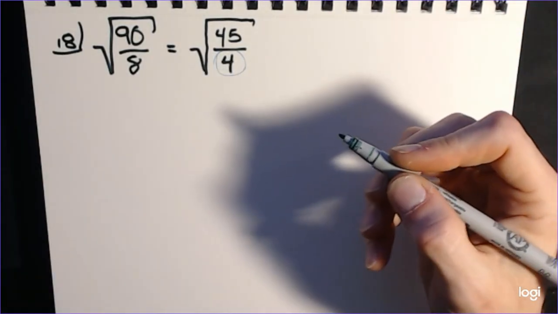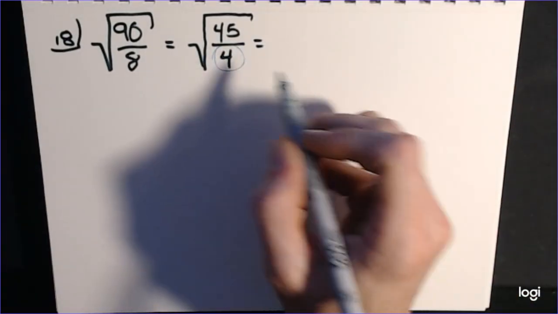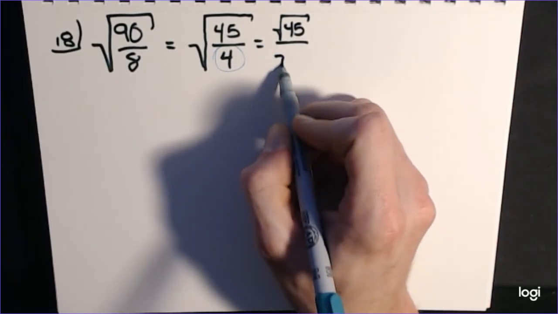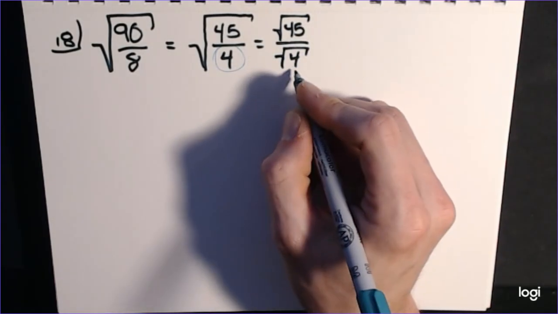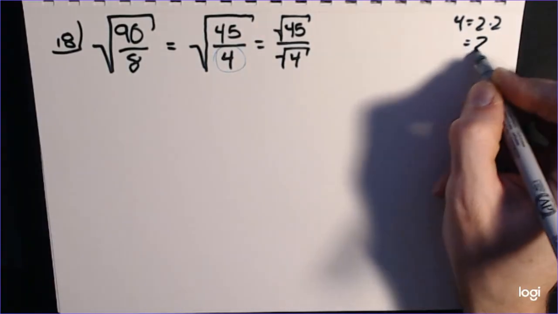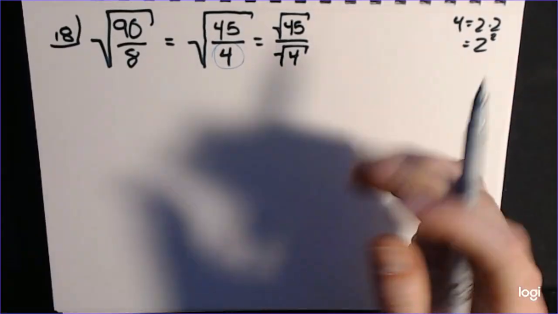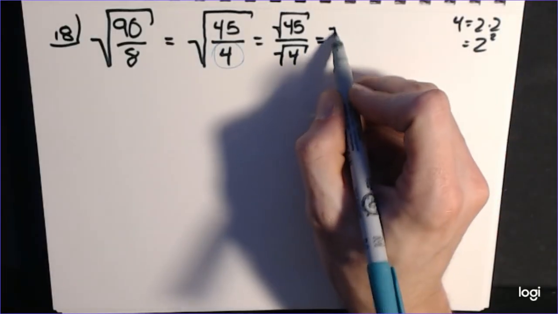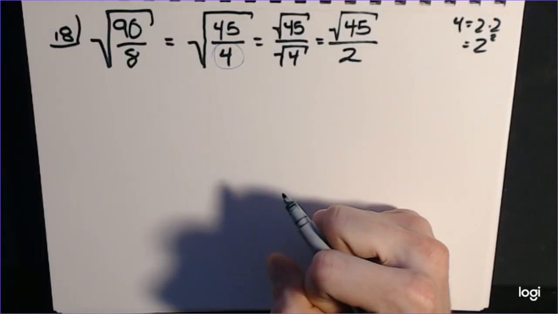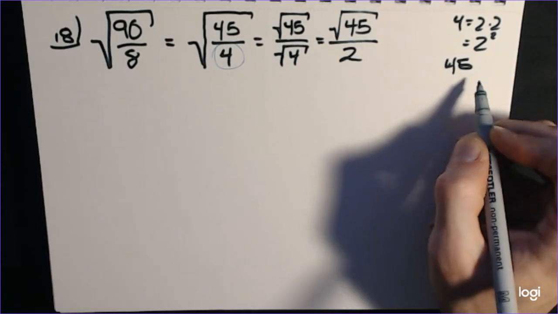So now I am going to use the identity that I used in the previous question, which is I'm going to split this up into the square root of 45 divided by the square root of 4. Now 4 is equal to 2 times 2, which is equal to 2 squared. So the square root of 2 squared, those operations cancel each other, and we're just left with a 2. So we can rewrite this again as the square root of 45 divided by 2. Now, again, we have to handle this 45. So I'll write the 45 over here. We're going to break it down.